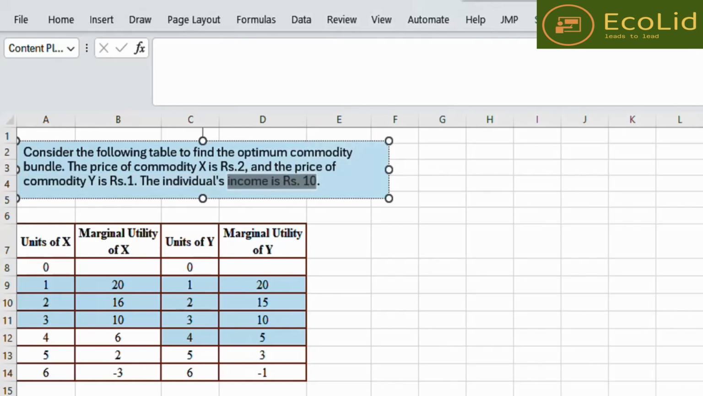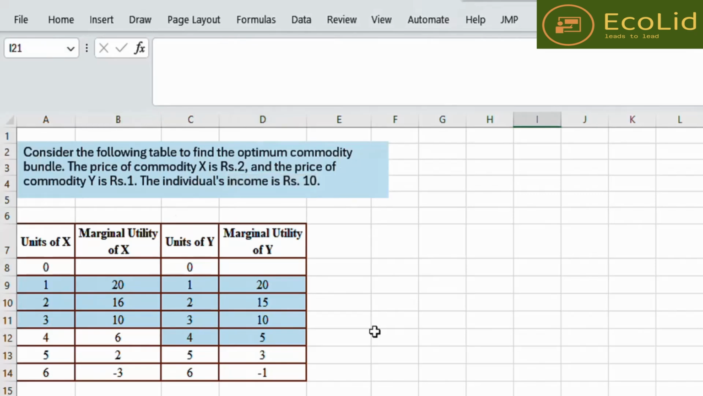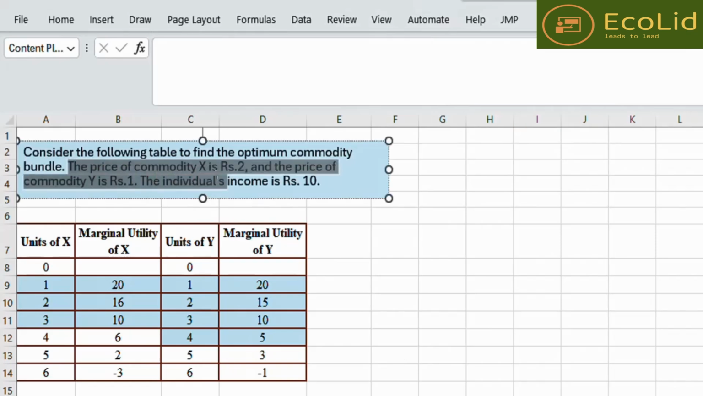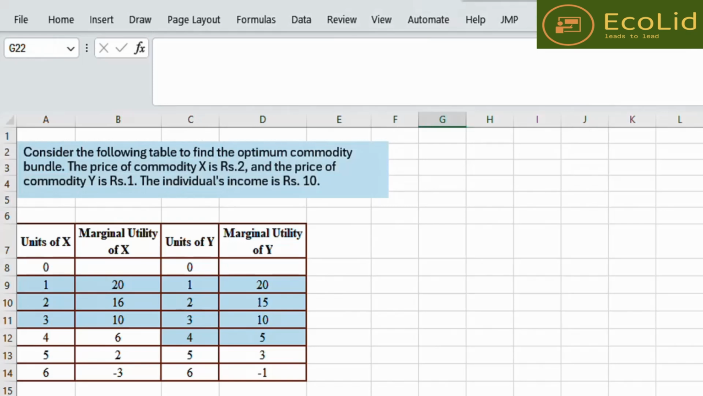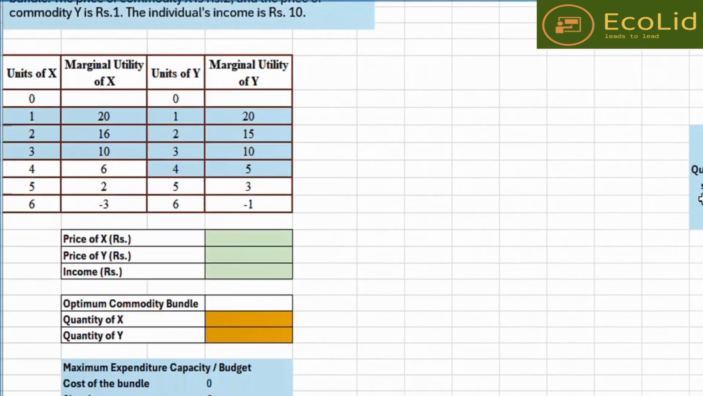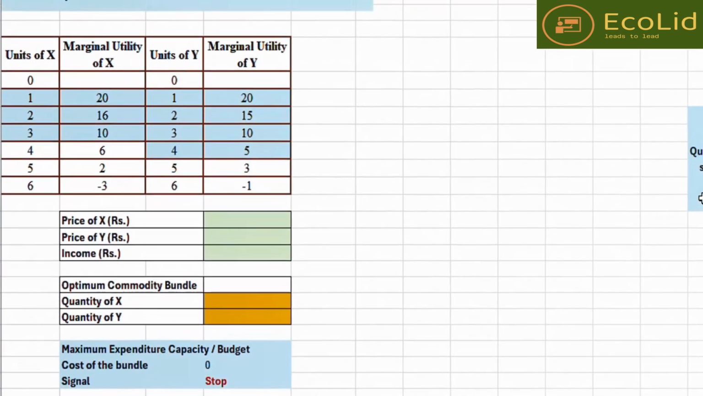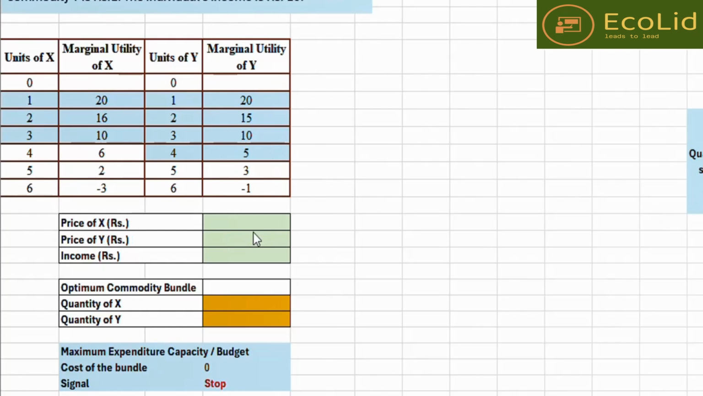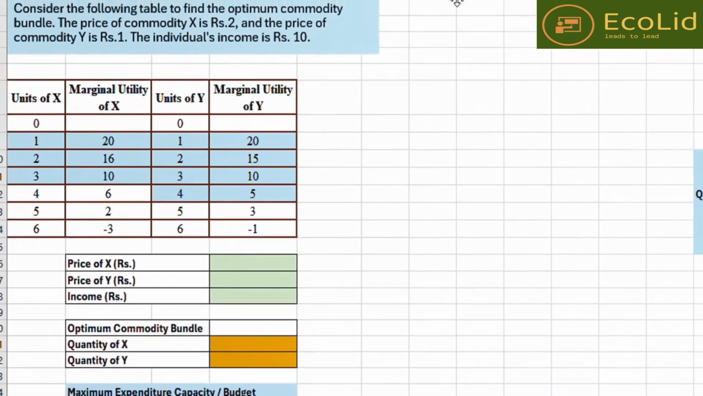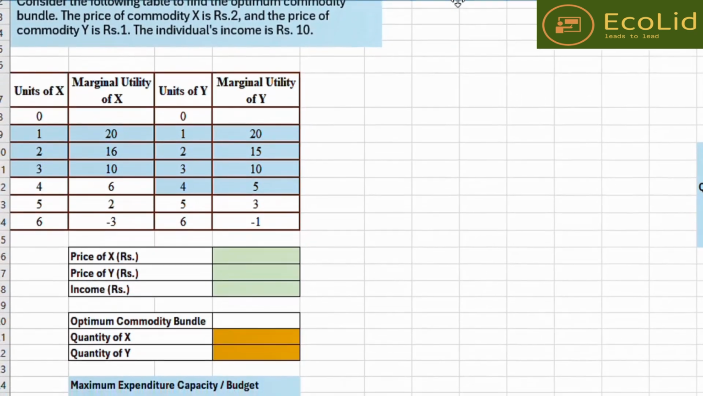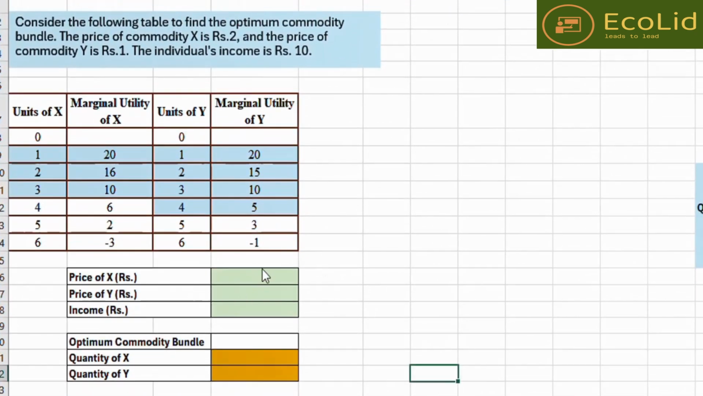First, we need to put all the information that we do have here, particularly the information on the price and the individual's income, in the Excel file. So here we have these cells where the price of X, what's given, price of X we have here is 2. So we will write price of X as rupees 2.